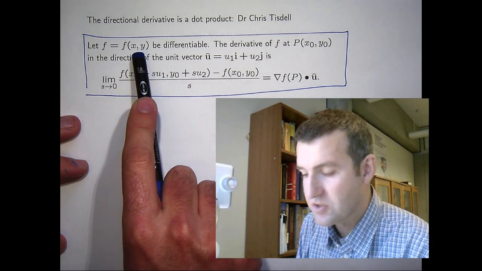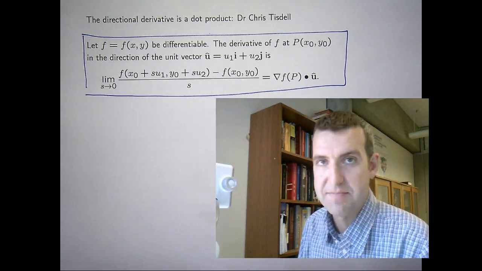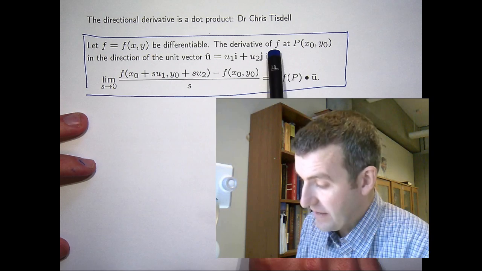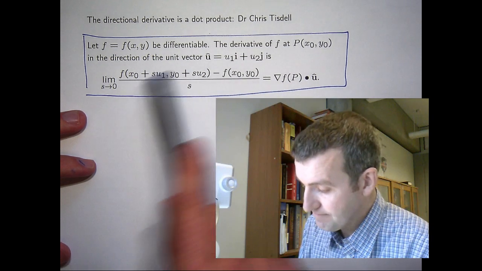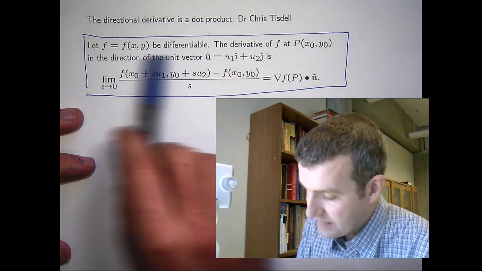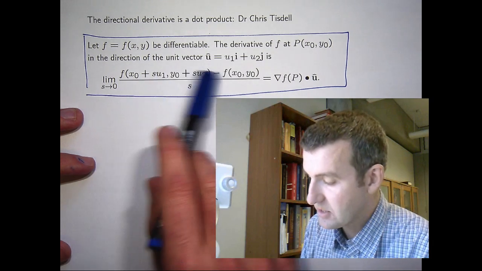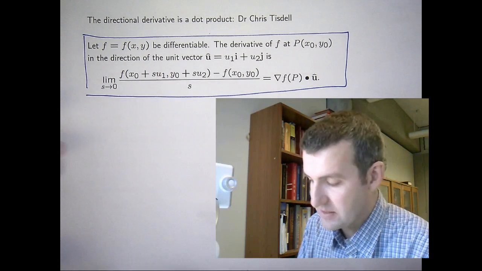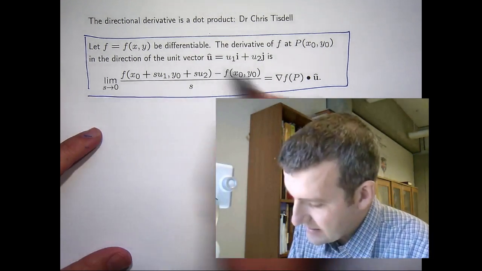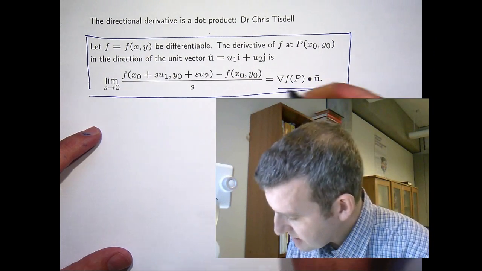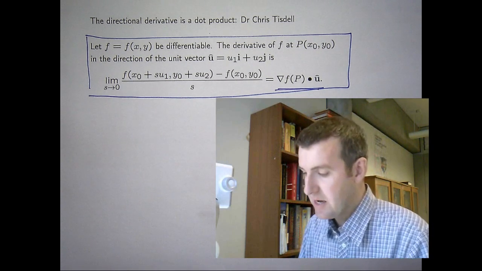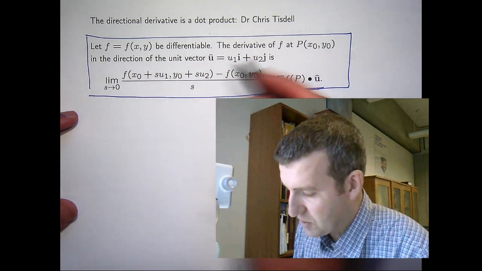Suppose I have a function of two variables and that function is differentiable, say everywhere for all x and all y. Then the derivative of f at a point P in its domain in the direction of a unit vector u hat is defined to be this limit. Okay, so you can see I've got the limit of this difference quotient, if you like. And in particular, I claim that under these conditions, this limit can actually be computed by taking this particular dot product. Okay, so let's talk a little bit more about the details here.